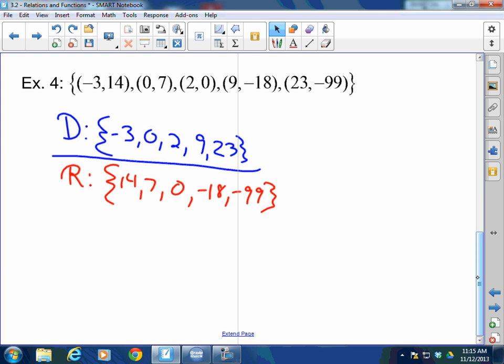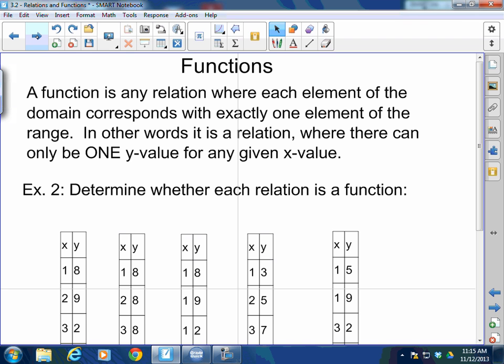Does that make sense, gentlemen? Awesome. May I continue? Thank you. Okay. Now, functions. Here we go. Everything that we've been doing has just been leading up to this. Relations are good to know. You got to know what relations are. But a function, that's what makes the world go round. So please pay attention. Please ask questions. Please remember this. This is going to haunt you for the rest of math.